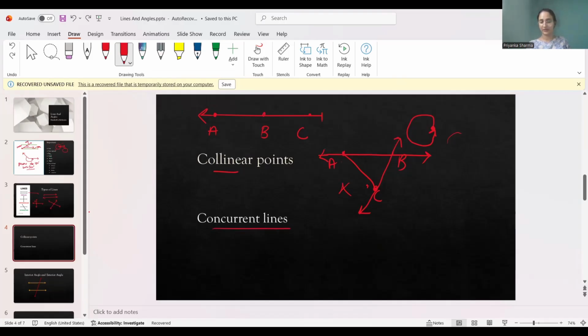Now, concurrent lines. Just as I have taught you the intersecting lines. So when we are taking 3 lines or more than 3 lines into account, and they are intersecting with each other at one point, these are called concurrent lines. Let's say we have one line here, second line here, and third line here. All 3 lines are intersecting at a single point. These lines are called concurrent lines.